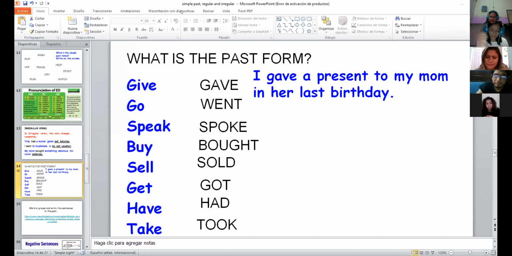Okay. I gave 2 t-shirts to my little brother last week. You went to the supermarket today. She spoke in the concert last night. Very good. Continue, Dennis. Okay, teacher. She bought a red car last year. I sold my wife to a friend last night. Very good. Katia, do you have examples with get, have, and take?